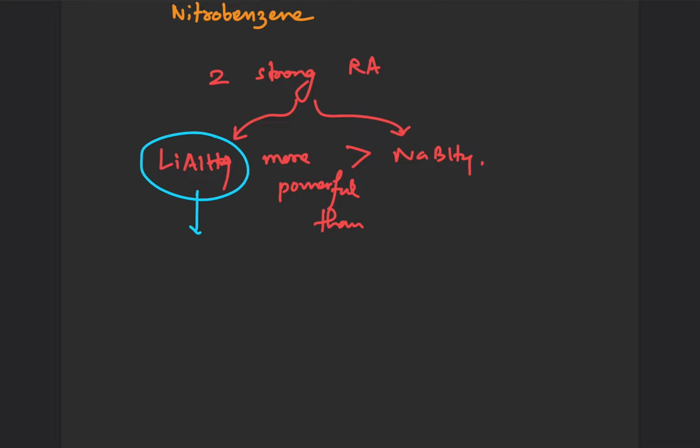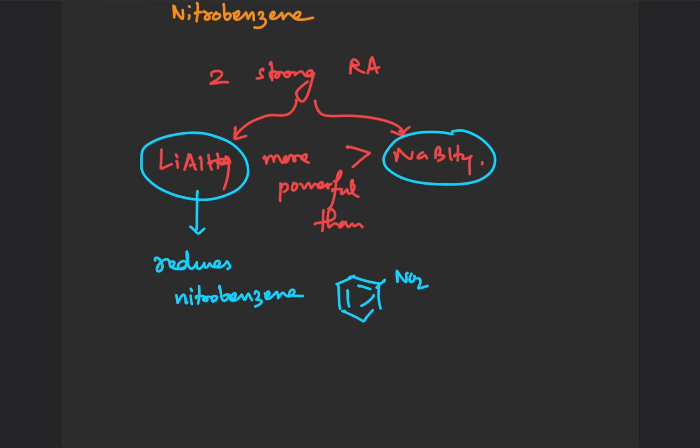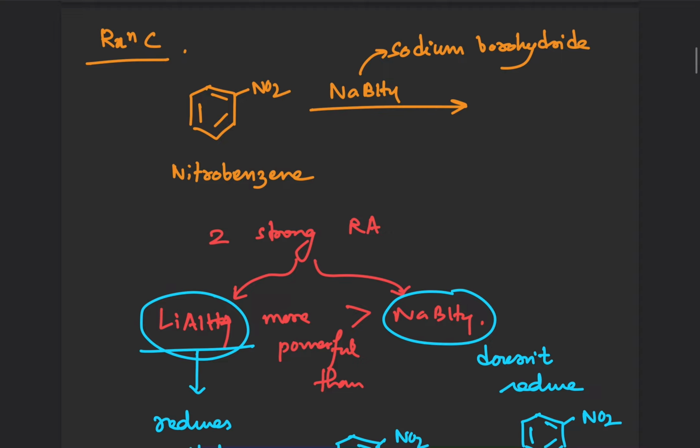Therefore LiAlH4 reduces nitrobenzene, that is, it reacts with nitrobenzene. But NaBH4 does not reduce nitrobenzene because it is a weak reducing agent compared to LiAlH4. So in reaction C, we have nitrobenzene in the presence of NaBH4, and therefore reaction C does not give us aniline. So coming to reaction D.